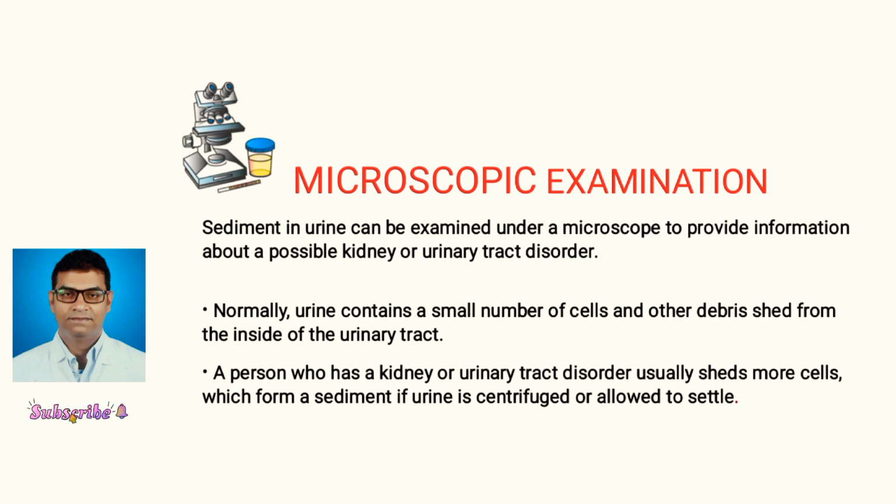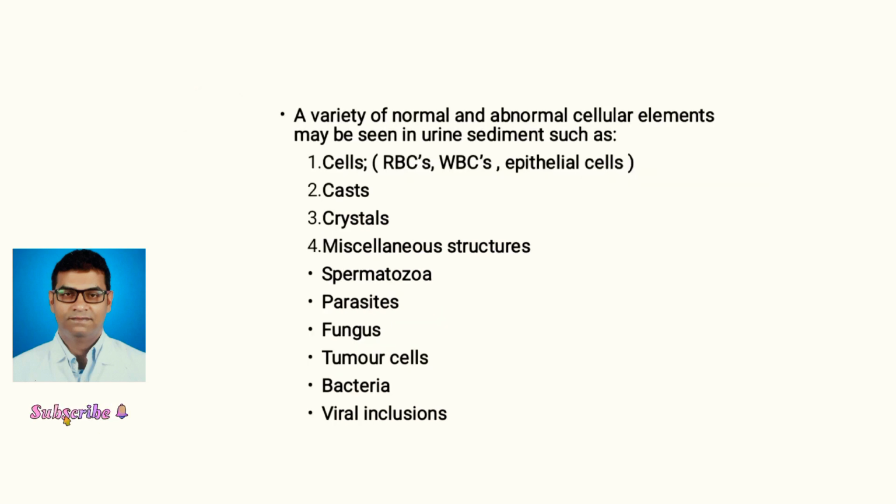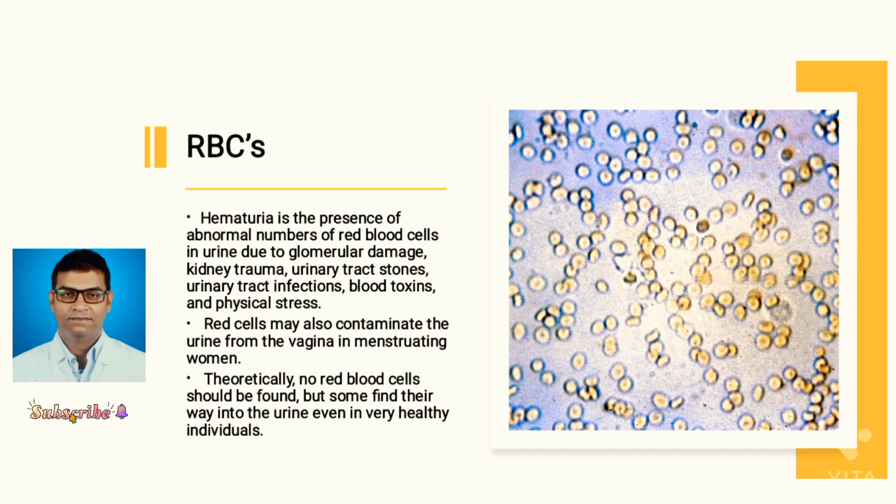A person who has a kidney or urinary tract disorder usually sheds these cells more when compared to a normal person, and these form a sediment if urine is centrifuged or allowed to settle. A variety of normal and abnormal cellular elements may be seen in the urine sediment. They are cells like RBCs, WBCs, epithelial cells, casts, crystals, and some other structures like spermatozoa in males, parasites, fungus, tumor cells, and bacteria. Now, first coming to the RBCs.